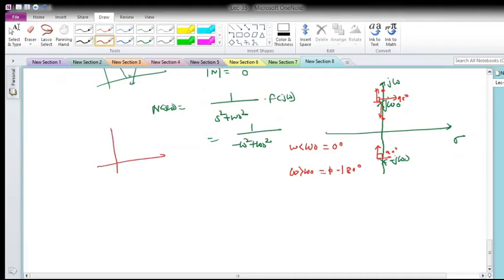Suppose this is 0 degrees. There will be a sudden jump of minus 180 degrees at the frequency omega 0, where I get the imaginary pair. Not a complex conjugate pair, I am sorry, but the roots are on the j omega axis.